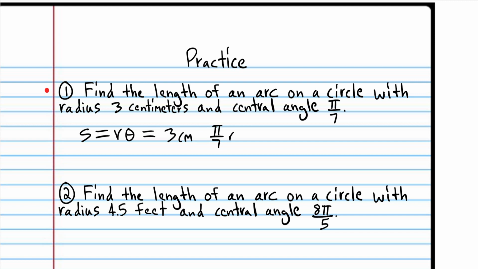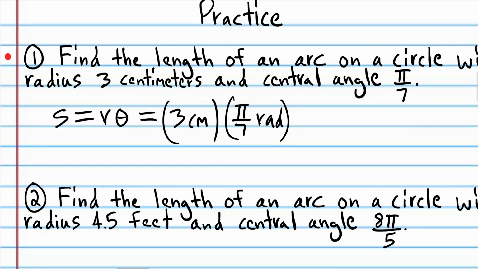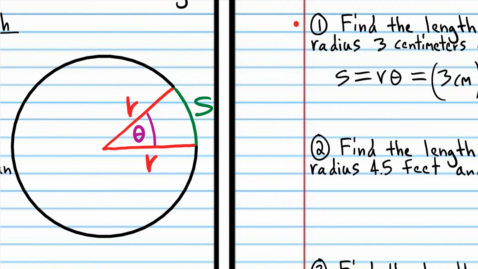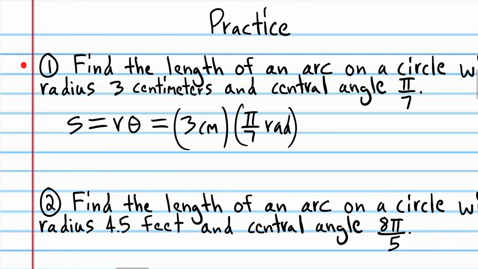So notice I'm writing centimeters and rad for radians. We're looking for arc length, so our answer should be in centimeters. Do you agree with that? If that's the length of an arc on a circle, like you see here, the length of the green part, then our final answer should be in centimeters.